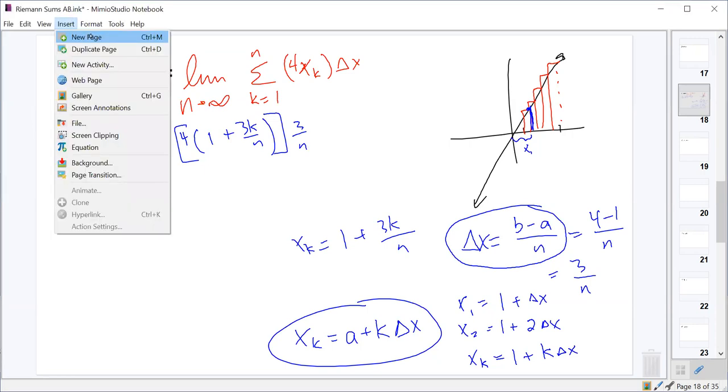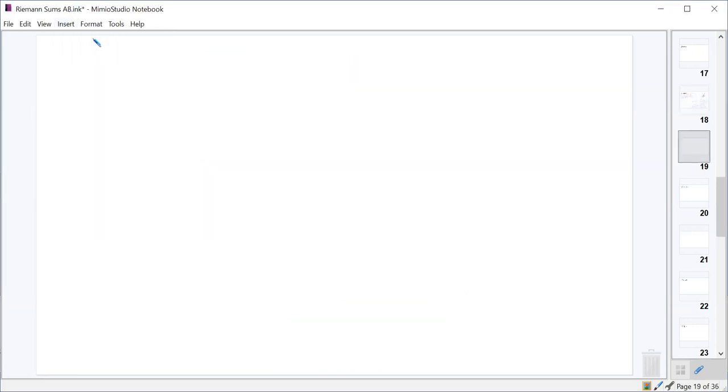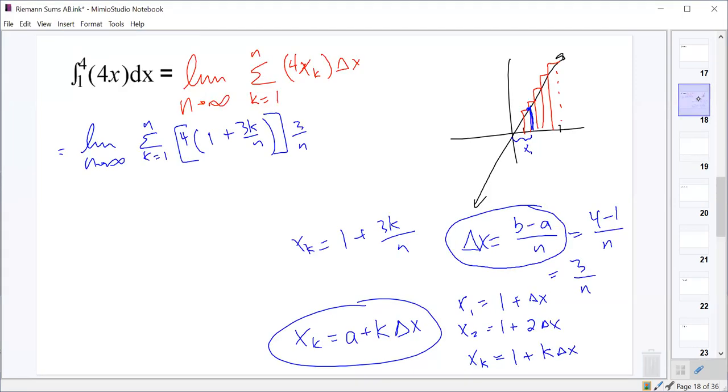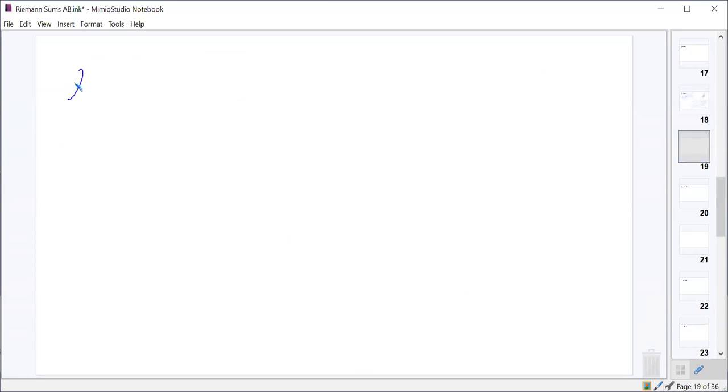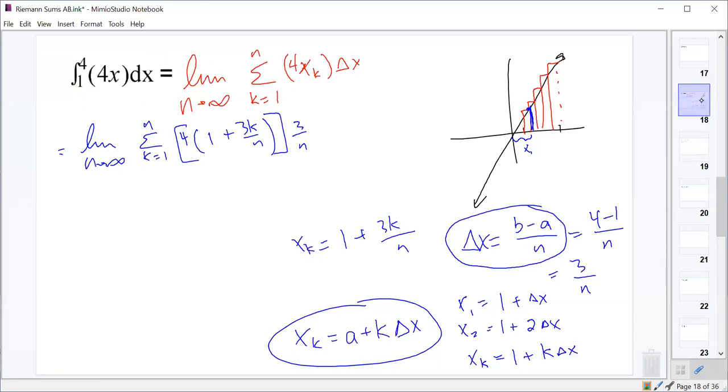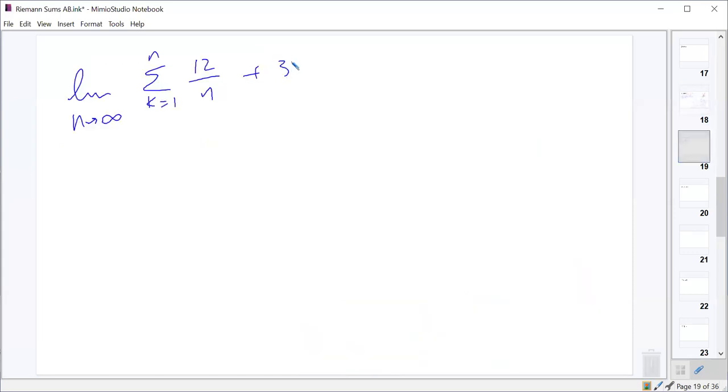Okay. So let's distribute all this through. So I'm going to have a 4 and a 3 over n that I'm multiplying by all of this. So that's 12 over n times 1, which ought to be 12 over n. And then I'm going to have the 12 over n times 3k over n. That ought to be 36k over n squared. Everybody agree with that?